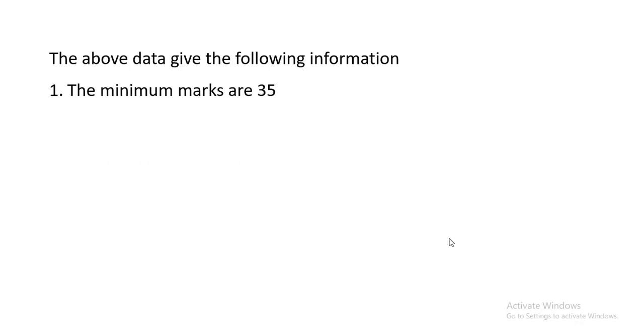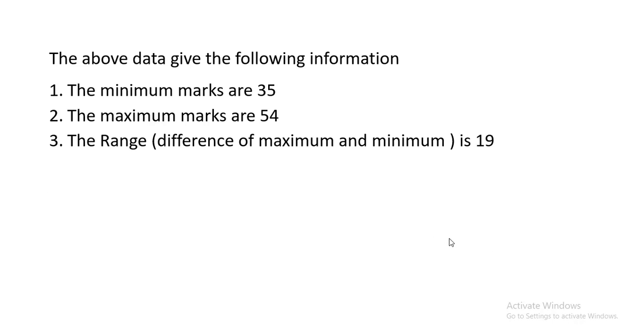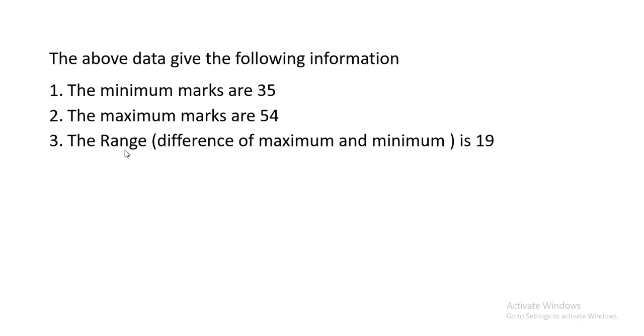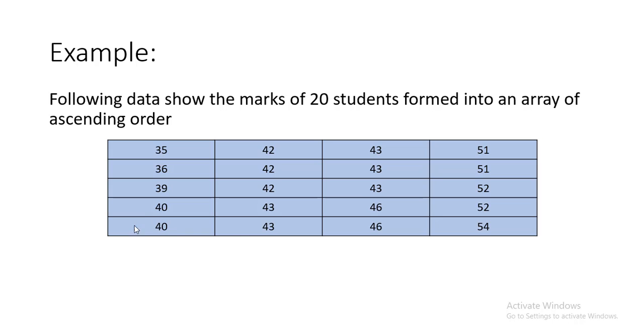So the above data gives the following information. Number 1, the minimum marks are 35 and the maximum marks are 54. Now we need to calculate the range, because we need to divide this into classes. For that we need height, and we need the number of classes as well. The difference of the maximum and minimum point is 19. If you just calculate the range, 54 minus 35 gives you 19. This is basically how you calculate range. Then there's a heavy concentration of marks between 40 and 52. If you go back to the data, you can see that between 40 and 52 there are more marks as compared to 35 to 39 and 52 to 54.